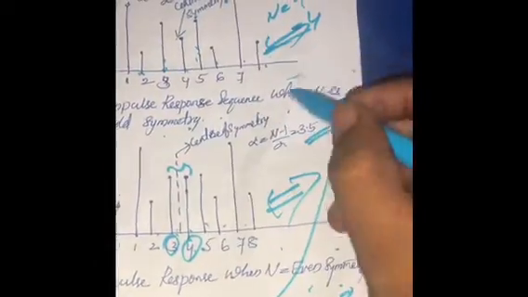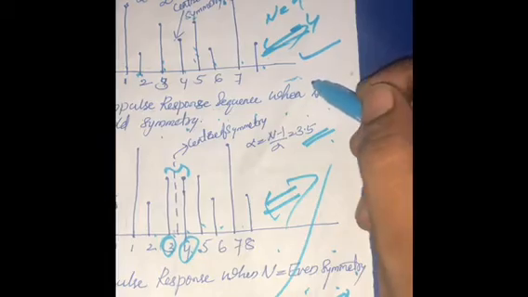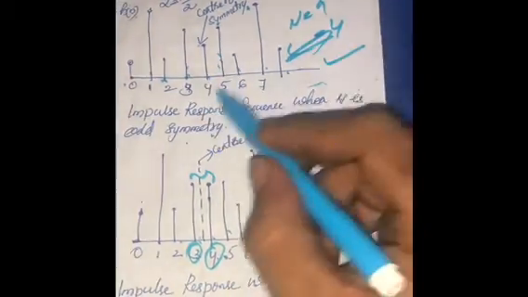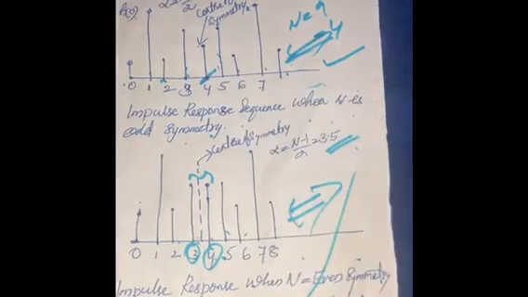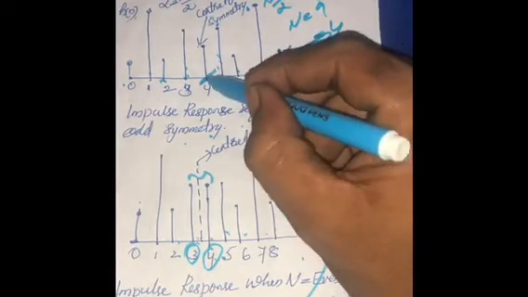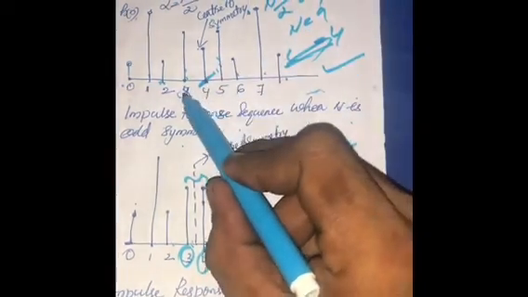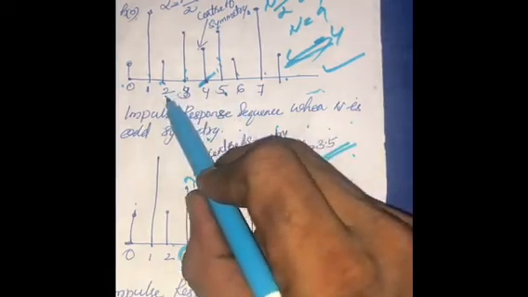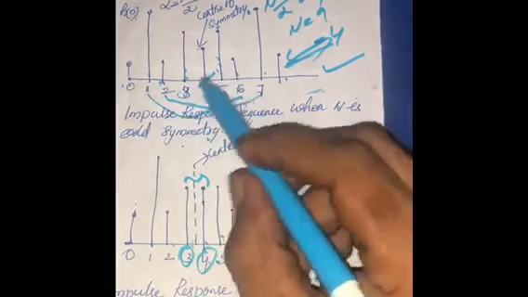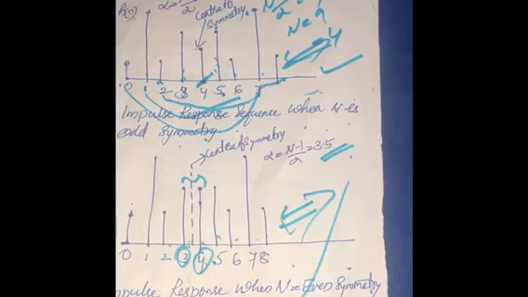Here, from this graph, we can see the impulse response sequence when N is odd symmetry. Here, this is the fourth sample. When N is equal to 9, N minus 1 by 2 is equal to 4. The center of symmetry is 4. Here, these two samples are equal, this one and this one are equal, and these are equal. That is, the impulse response is symmetric around its center when capital N is odd.